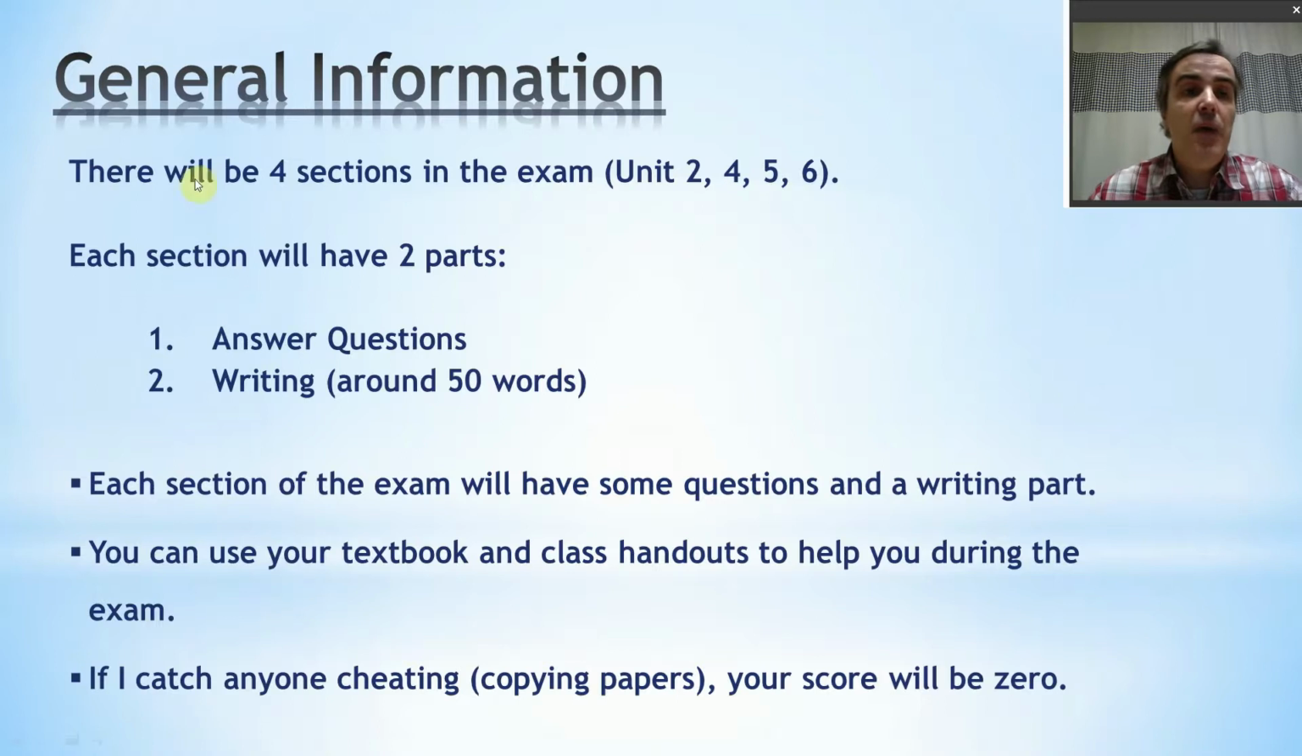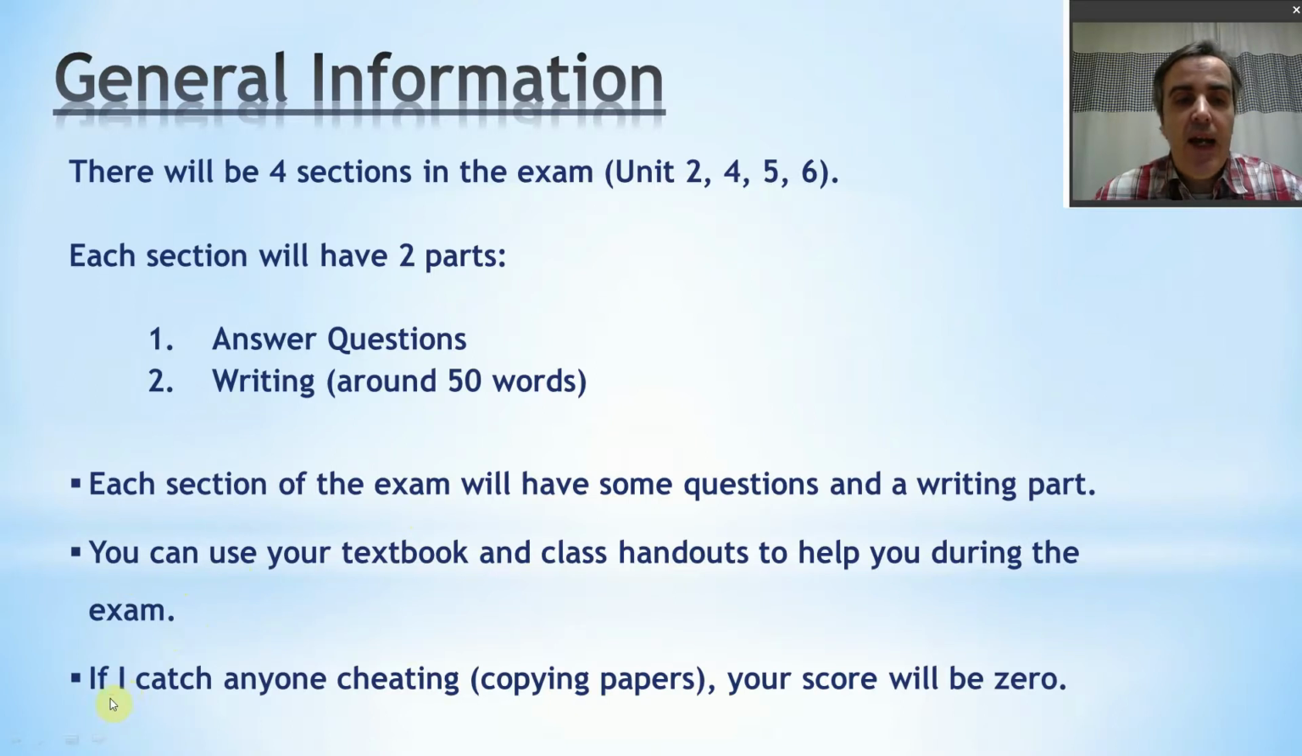So as I told you all last week, there's going to be 4 different sections. And last week I gave you an example of the types of questions. So there's 2 different parts for each unit. So Unit 2 is going to have some questions, 5 questions, and then a short writing. The writing should be around 50 words. I'm going to give you an example of that later. So each section has the questions and the writing part. You can use your textbook and class handouts to help you during the exam.